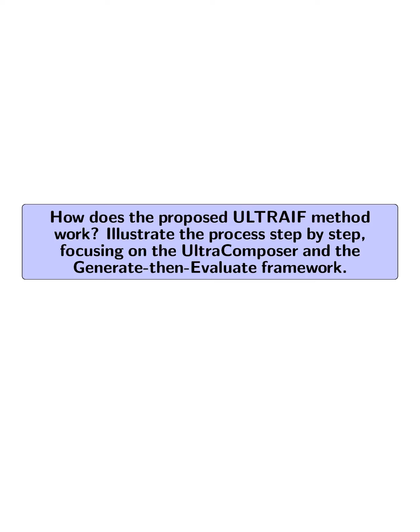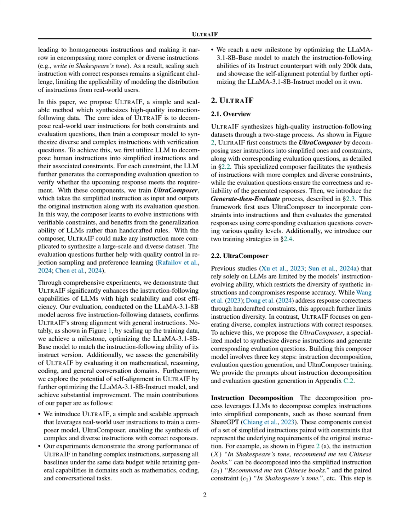How does the proposed ULTRAIF method work? Illustrate the process step by step, focusing on the ULTRAComposer and the Generate Then Evaluate framework. The proposed ULTRAIF method operates through a two-stage process involving the ULTRAComposer and the Generate Then Evaluate framework. First, the ULTRAComposer is constructed by decomposing real-world user instructions into simplified components and constraints, along with generating corresponding evaluation questions. This decomposition allows for the synthesis of diverse and complex instructions, while ensuring that the generated responses can be verified against the evaluation questions.